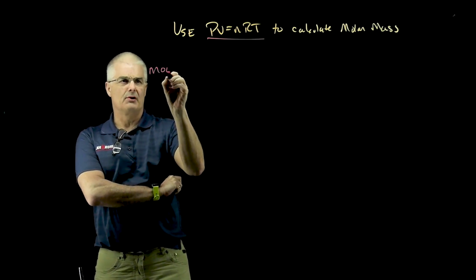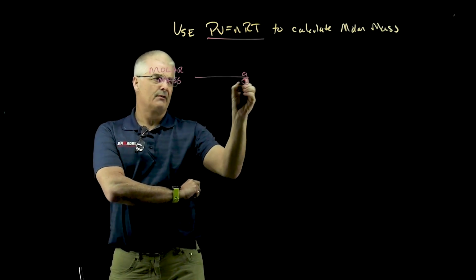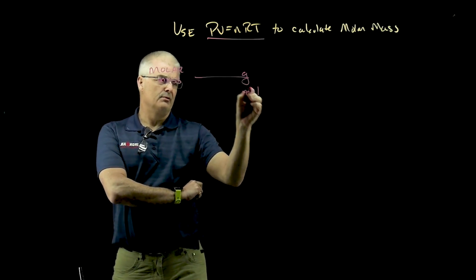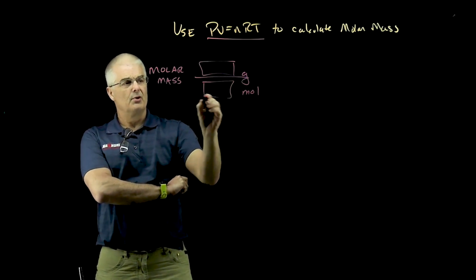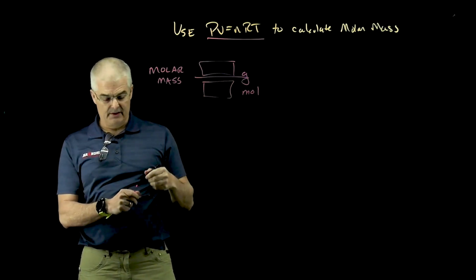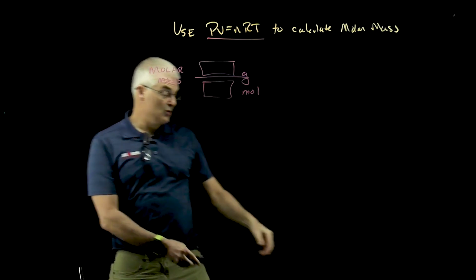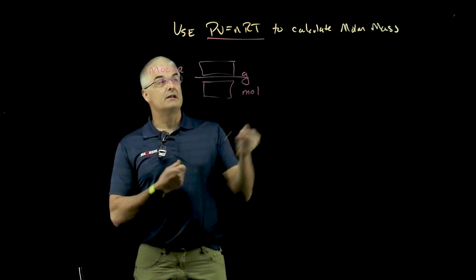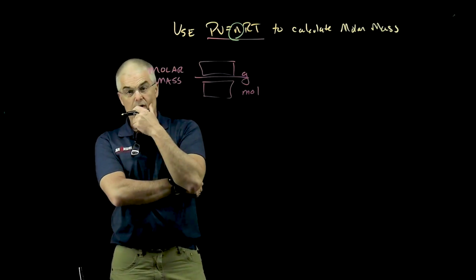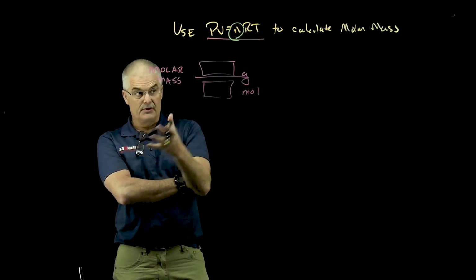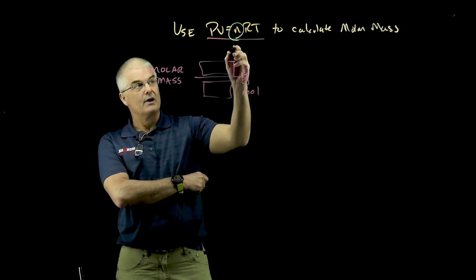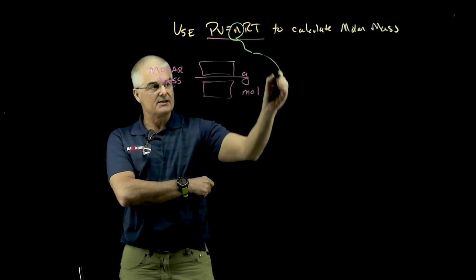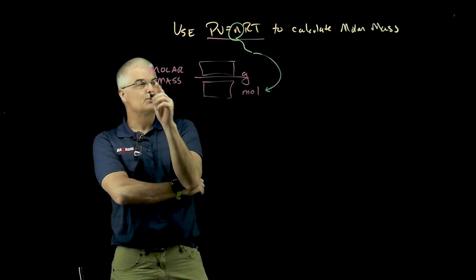Molar mass, as you recall, is the number of grams divided by the number of moles. So if you know the number of grams of a substance and you know the number of moles, you take the grams and you divide by the moles. We're going to use PV equals nRT, and the n, of course, is moles. And we're going to have to find the grams in some other way. So you're going to solve for moles. That's going to go here, most likely.